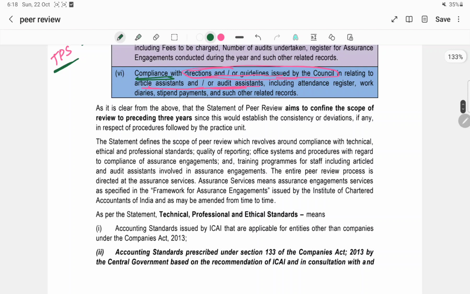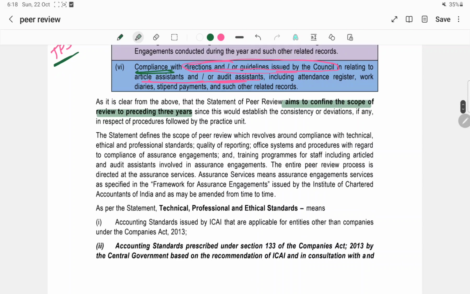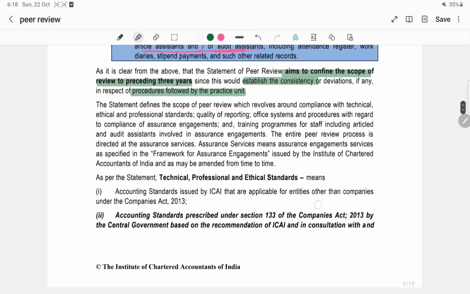Now we will see that it aims to confine the scope of review to preceding 3 years. That is, if they check for the previous 3 years, then they will come to know whether the consistency is there or not in the procedures that they are following.